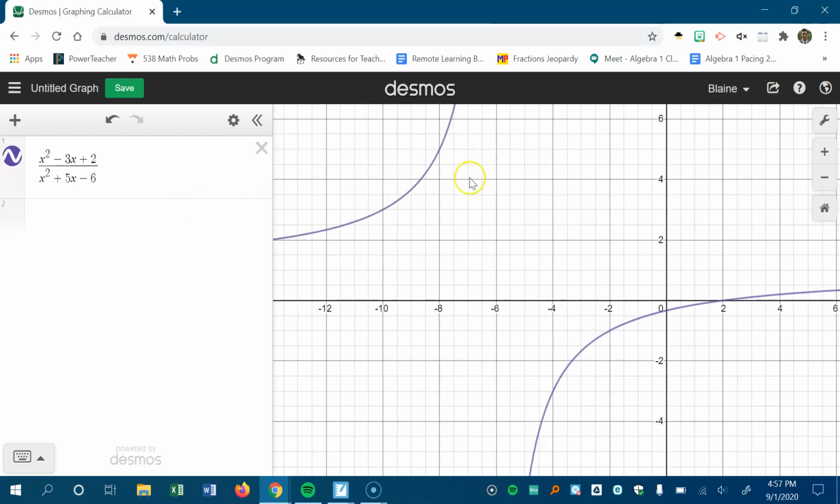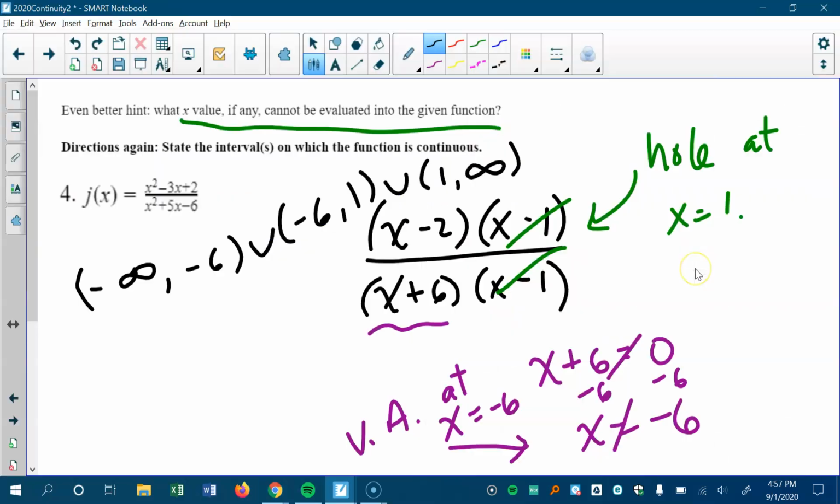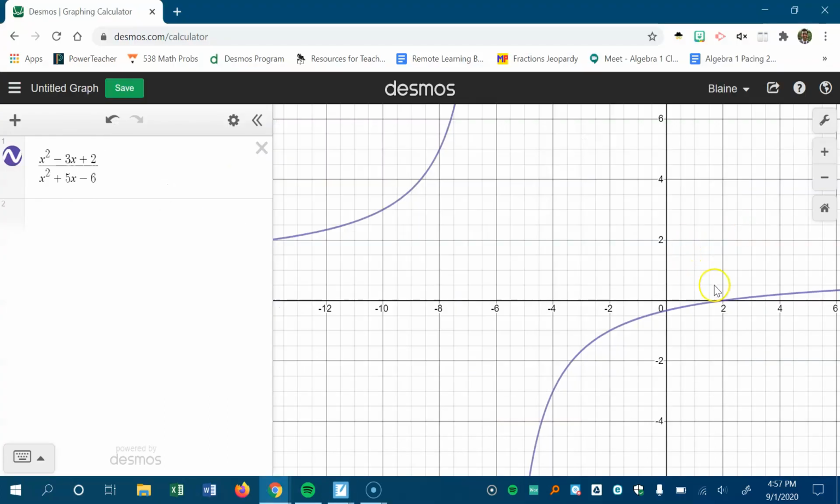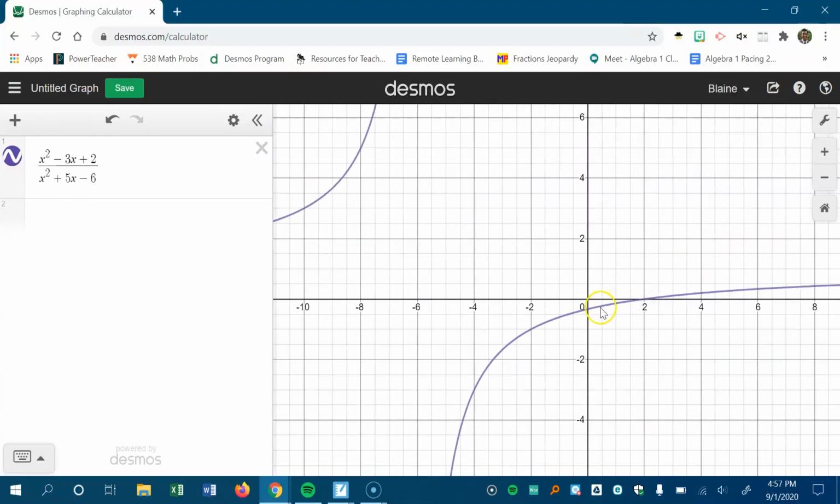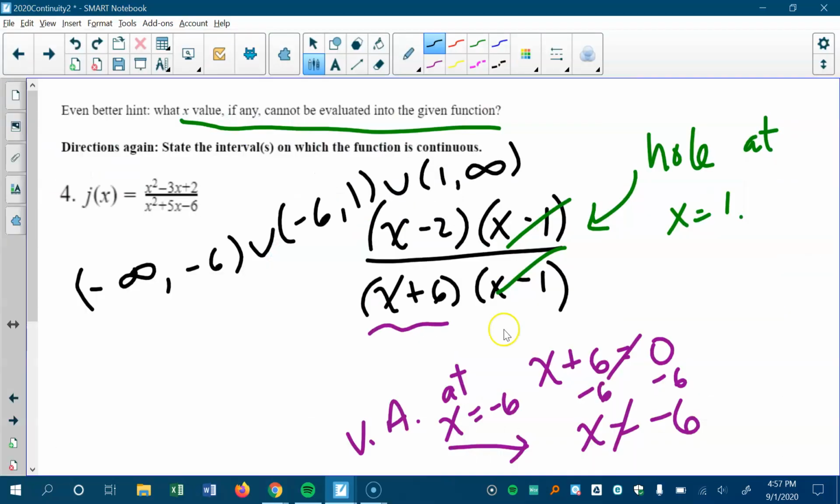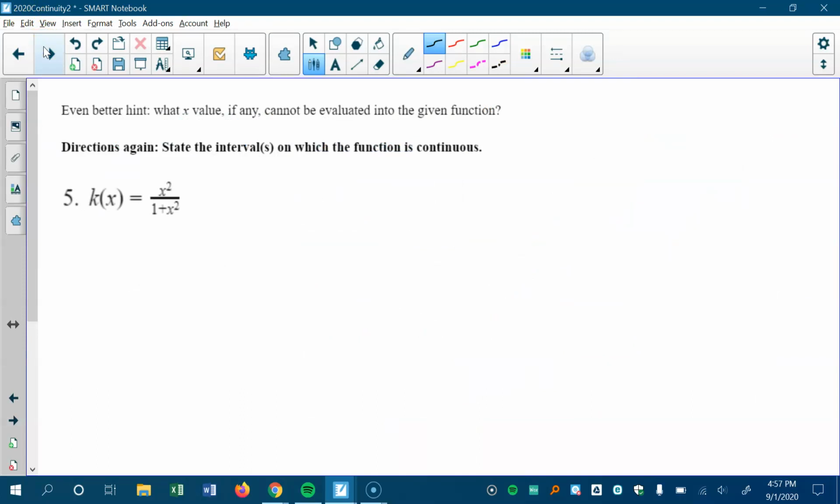Okay, we have a -6. It looks like it's a vertical asymptote. And if I go to x equals 1, let's see here, and there it is. x equals 1 is undefined. Okay, so let's go on to the next one. I think you guys saw it instantly there for a second. 2 more to go. x squared and 1 plus x squared.